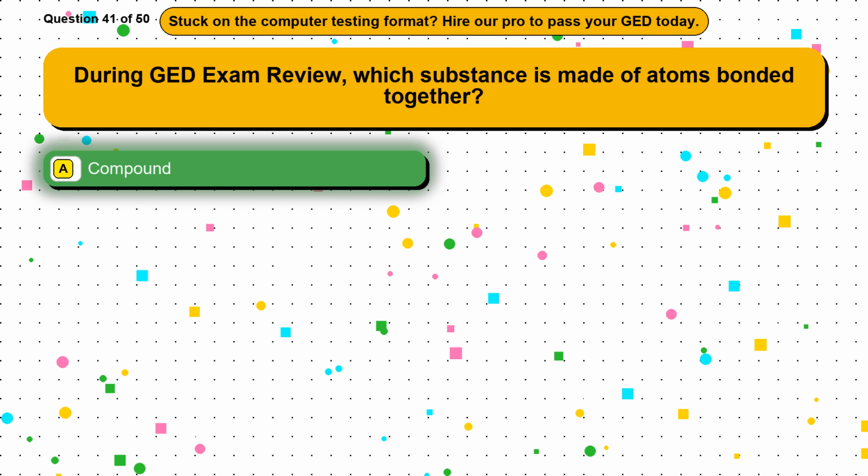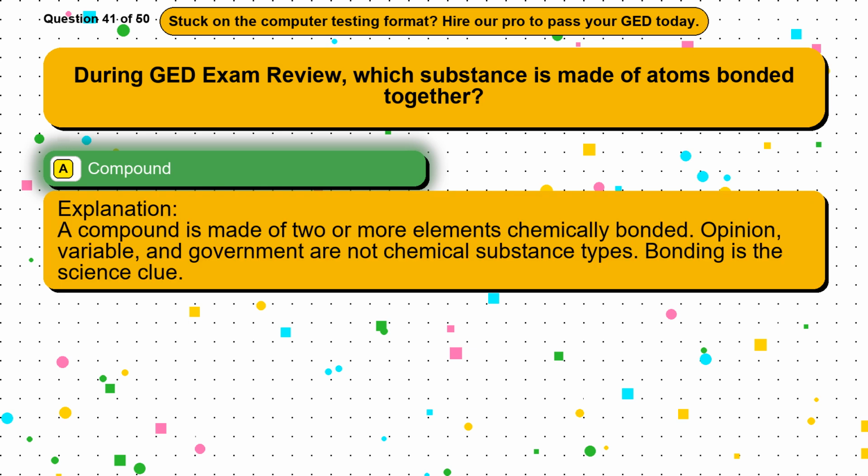Compound. A compound is made of two or more elements chemically bonded. Opinion, variable, and government are not chemical substance types. Bonding is the science clue.